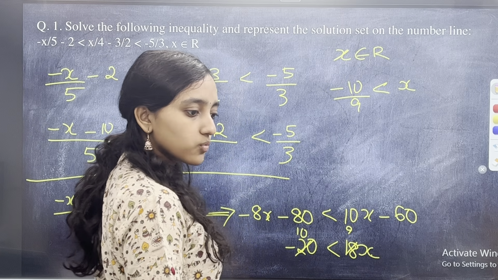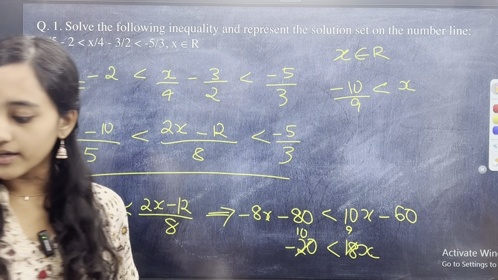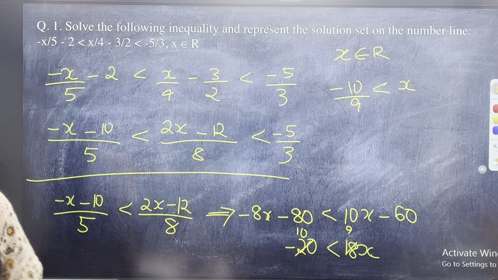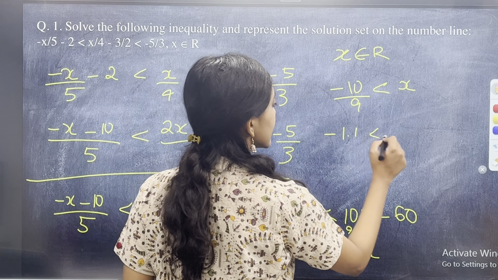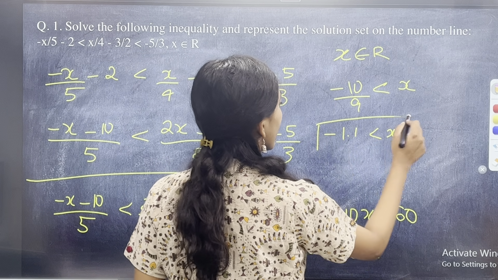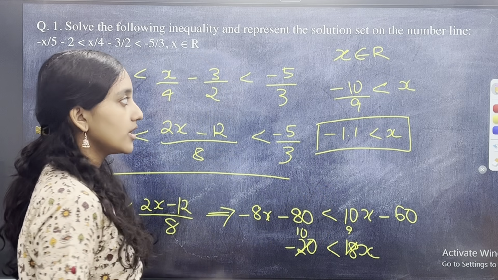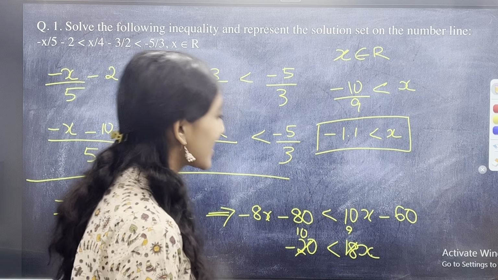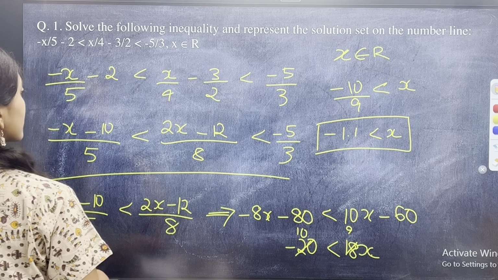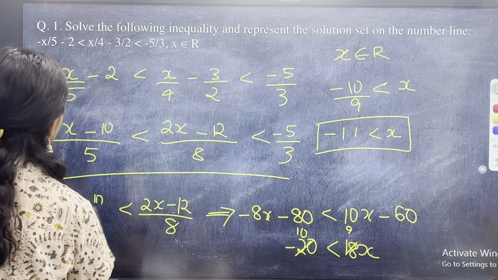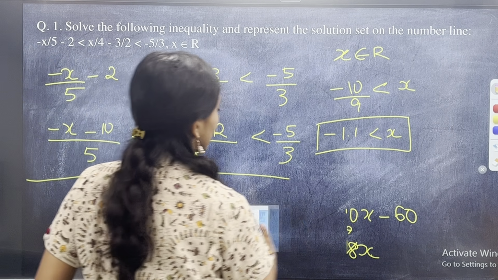Minus 10 by 9 is what? Minus 10 by 9 is basically minus 1.1. If you calculate, you'll know. So minus 1.1 is less than x. This is one part of the inequality you have got. Your question is not done yet. This is just one part of the inequality you have. Now, let us try to solve the next part of the inequality. I'm just rubbing this part.